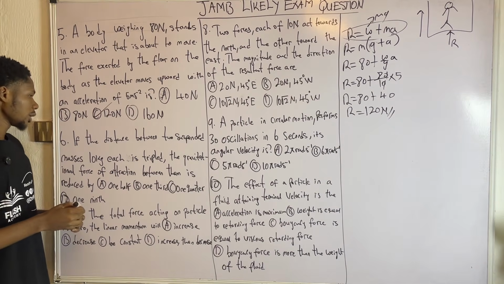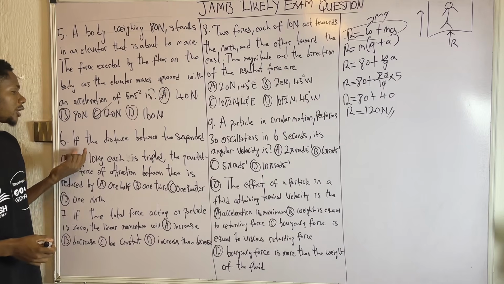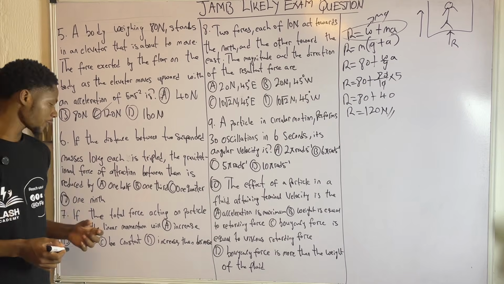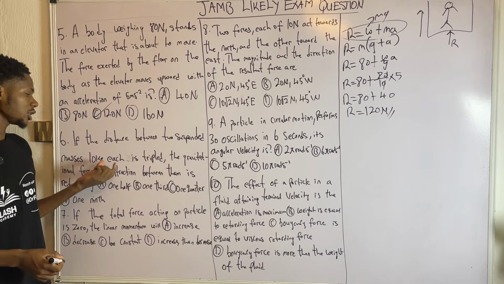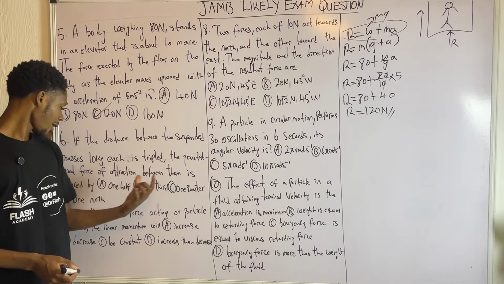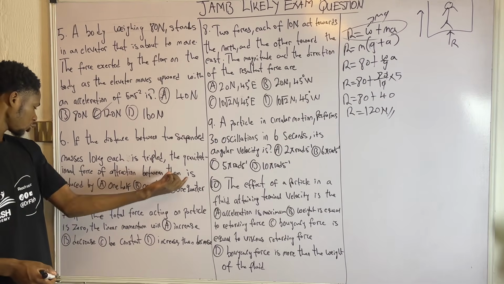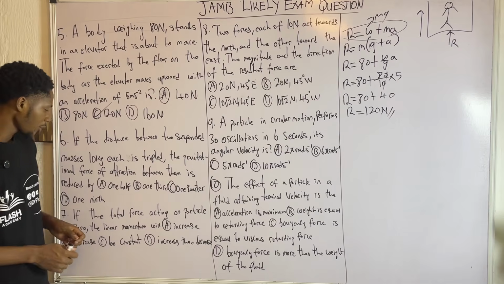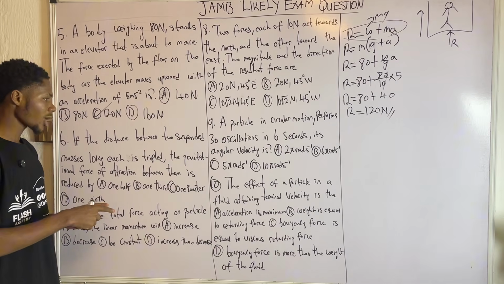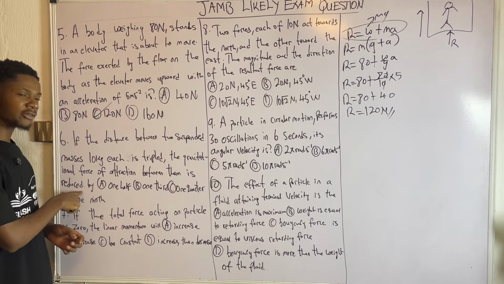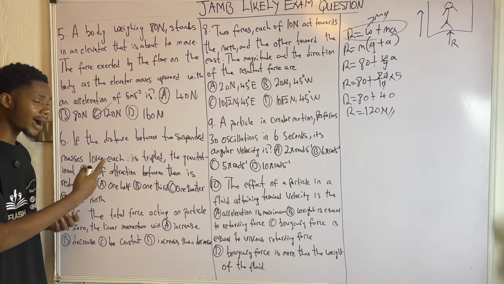Very, very correct. Now the next one on the board reads: if the distance between two suspended masses of 10 kg each is tripled, the gravitational force of attraction between them is reduced by. This question is already telling us that after increasing the distance the gravitational force reduces, but they're asking by how much it reduces.